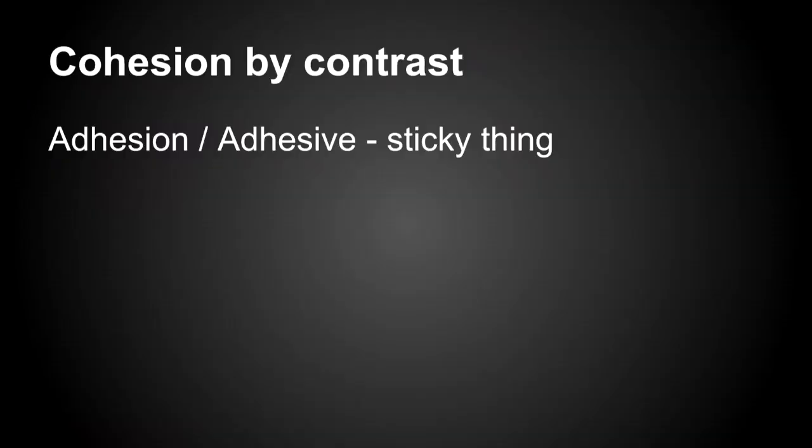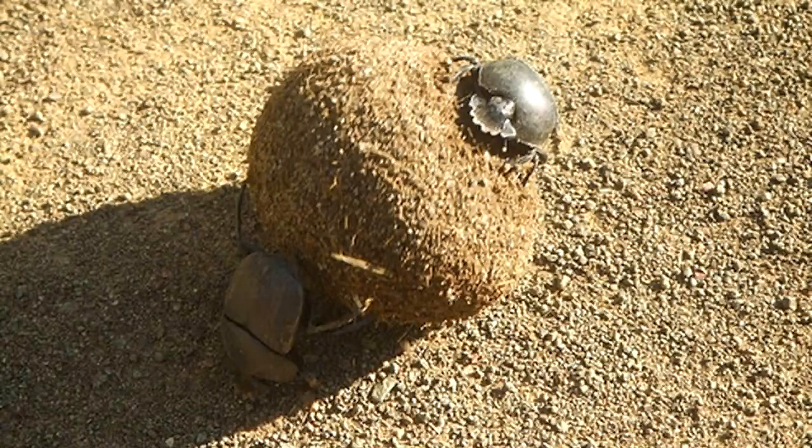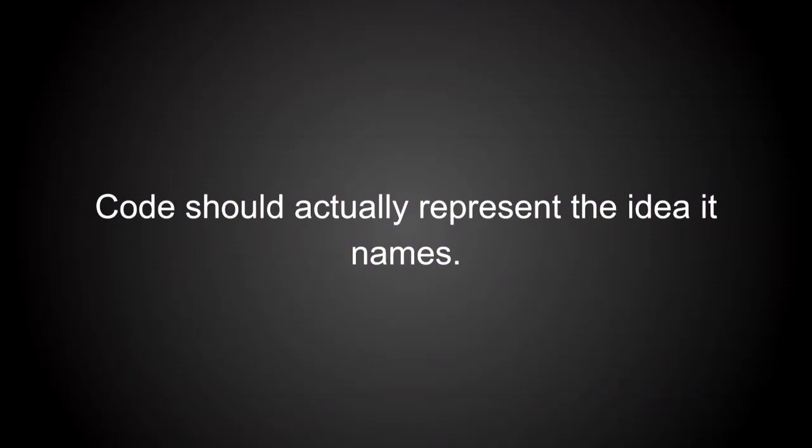But then I did some study, and actually Kevlin Henney talked about this in a different talk at a different year. And he talked about this by contrast. He was like, well, cohesion is in contrast to adhesion, and I think we've all seen adhesive code, I know I have, that just collects and accretes cruft as people drive past it. Code should actually represent the idea that it names, as the idea with cohesion.